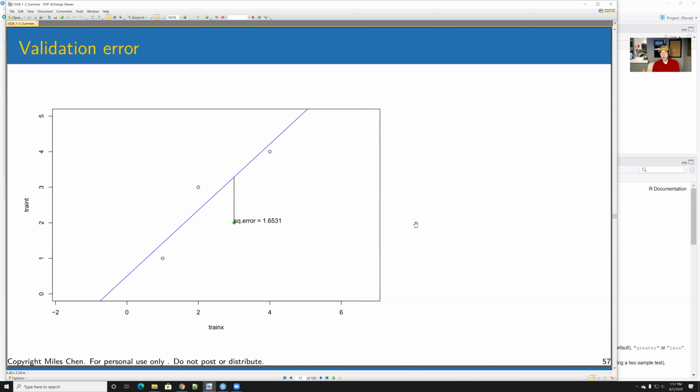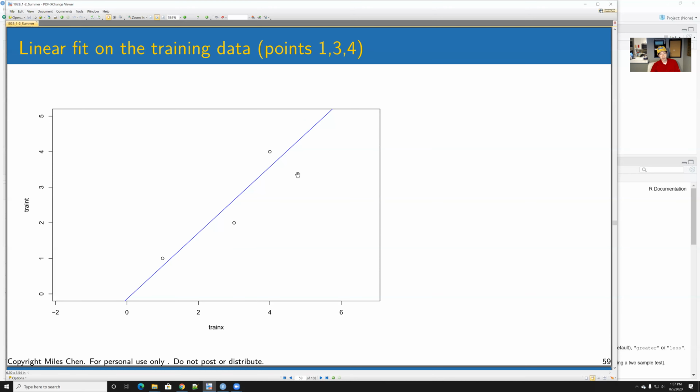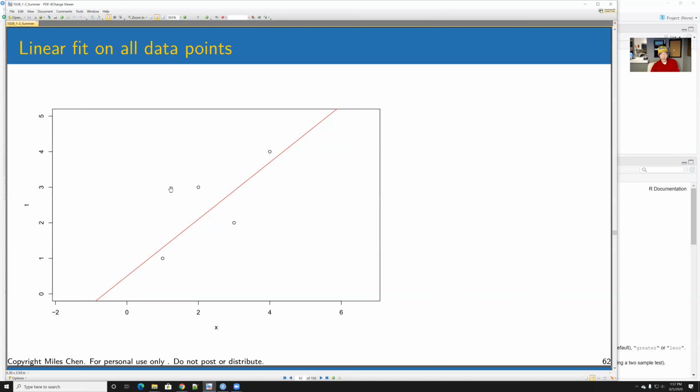And we do this for every single data point, okay? So here again, here's all 4 data points. We're gonna leave this one out this time. Okay, I hide that. We say, what's the best fitting line? This is the best fitting line for the remaining 3 data points. How well did it predict the one we left out? The squared error here is 1.6531, okay? And then, again, here's all 4 data points. We're gonna leave this one out.